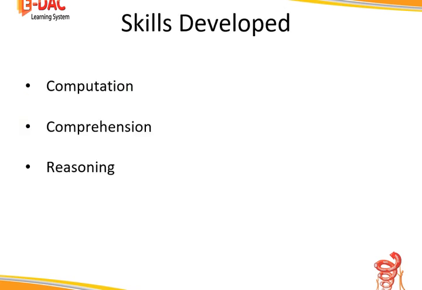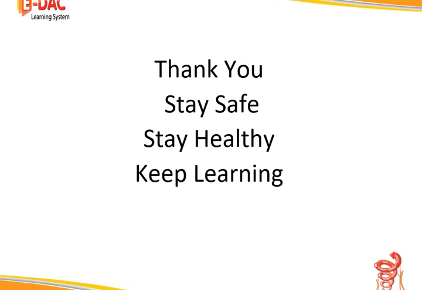What skills did we develop? Computation skill, comprehension and reasoning skill. So that was all about the commutative and associative property.